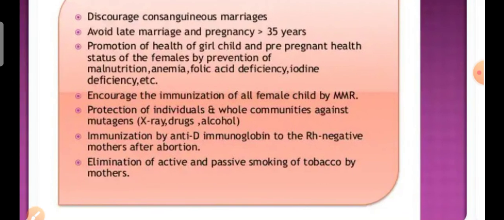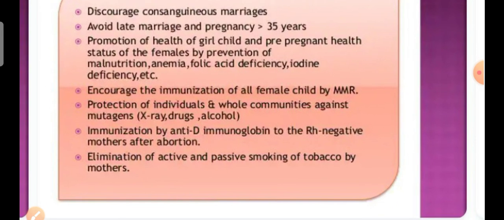Okay, and next one, encourage immunization of the female child with MMR. Why? Because measles and rubella are very serious complications of maternal infections. That is the reason we have to encourage immunization of the female child with MMR. So the actual time for taking the MMR vaccine is after she completes 9 months to 12 months.